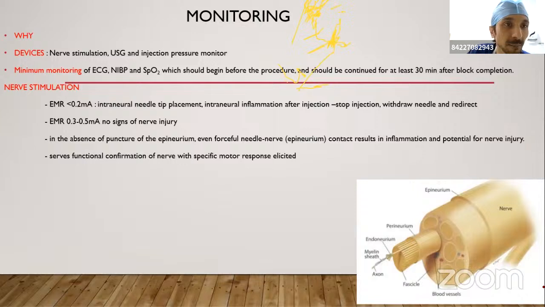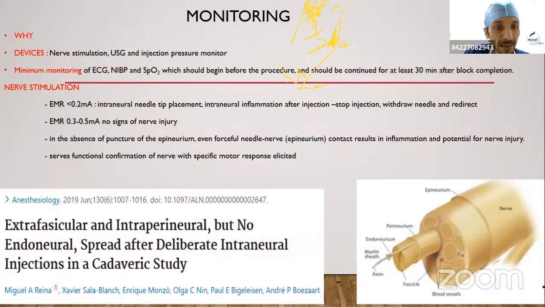The other important use of a nerve stimulator is functional confirmation of a specific nerve by the specific motor response that it elicits. Now, there are cadaveric studies which say that intraneural but extravascular injections of local anesthetics are considered safe without causing any nerve injury. This is an area of study and needs further exploration.